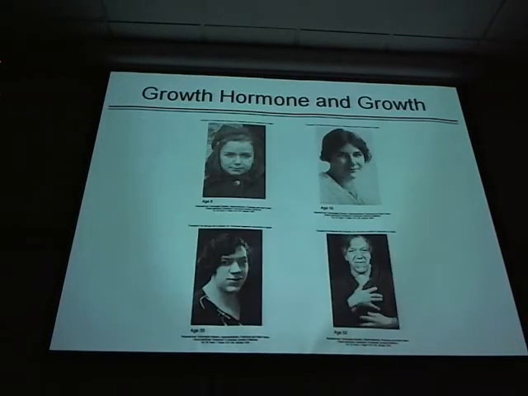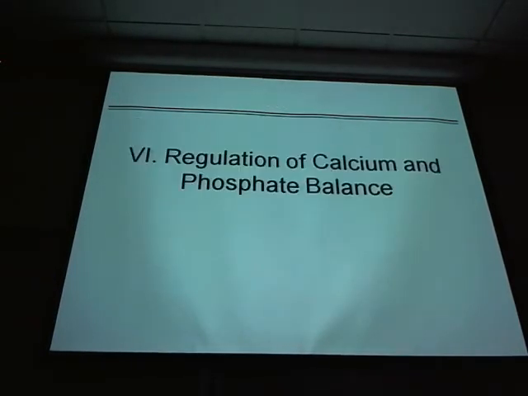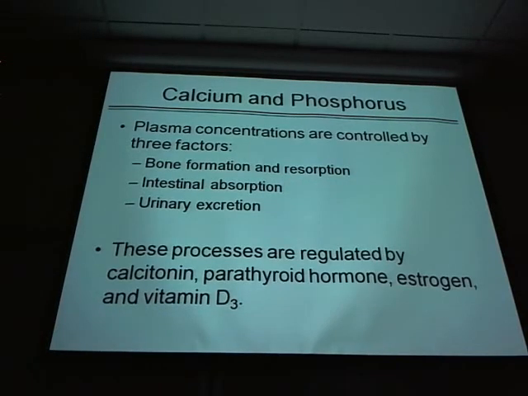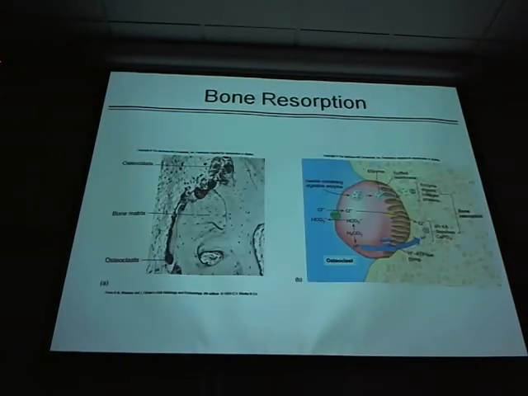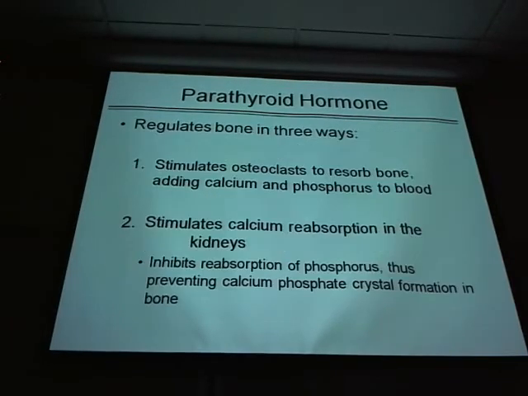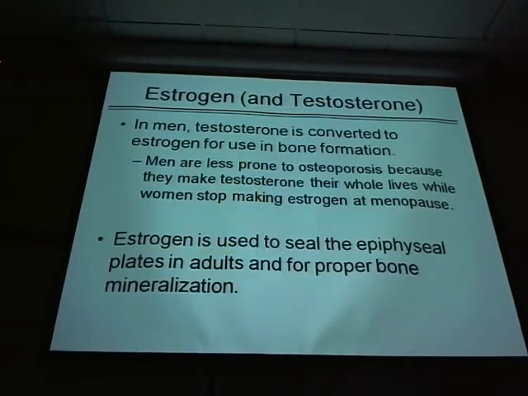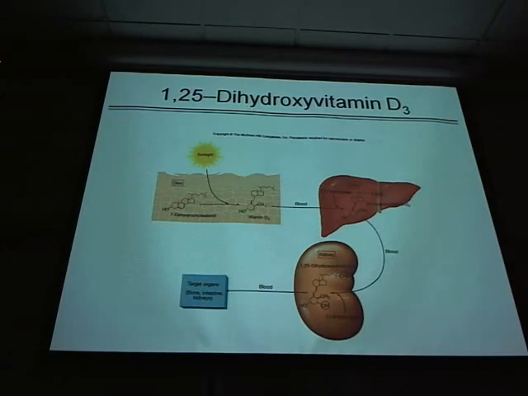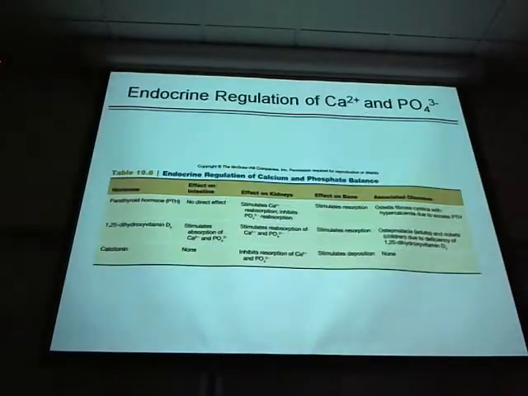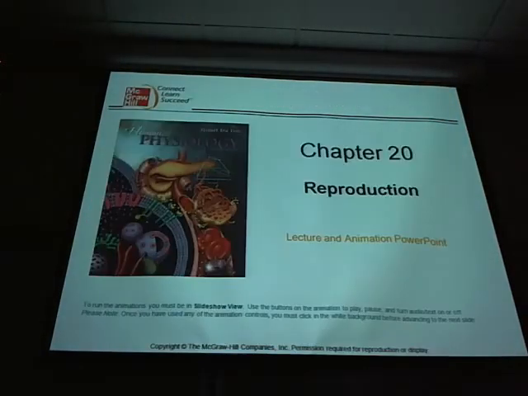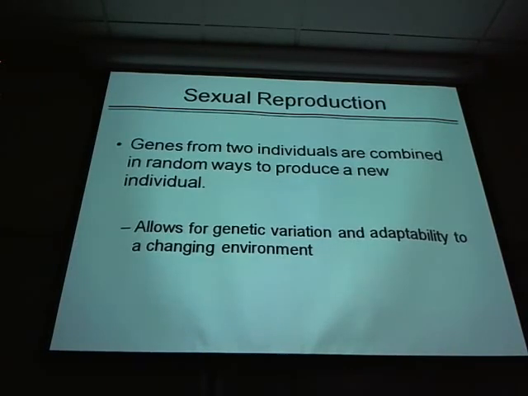Okay. Let's go to reproduction. Calcium and phosphate. No, vitamin D, skip it. Parathyroid, calcitonin. Nope. We already did that earlier on, sort of. Nope. Reproduction. Woo-hoo. Sexual reproduction. Do it.